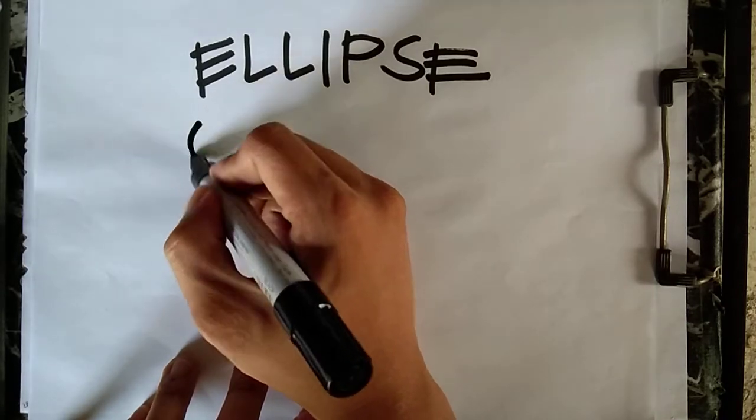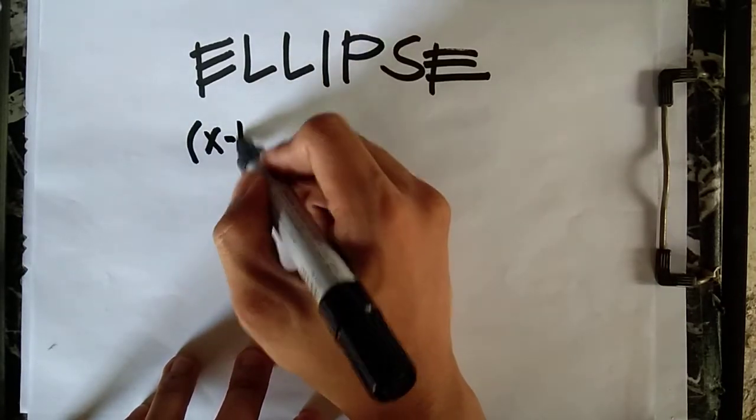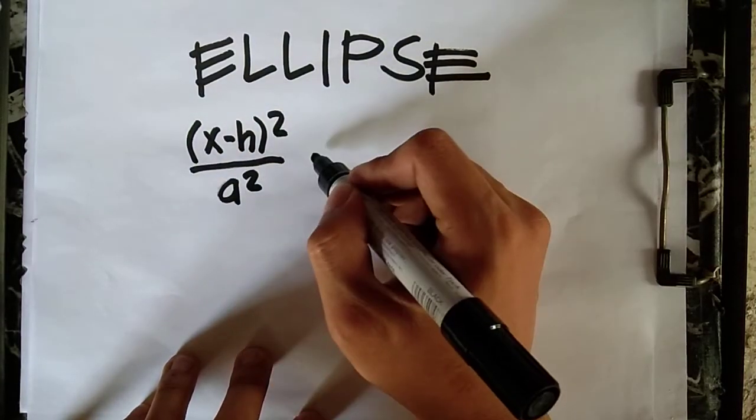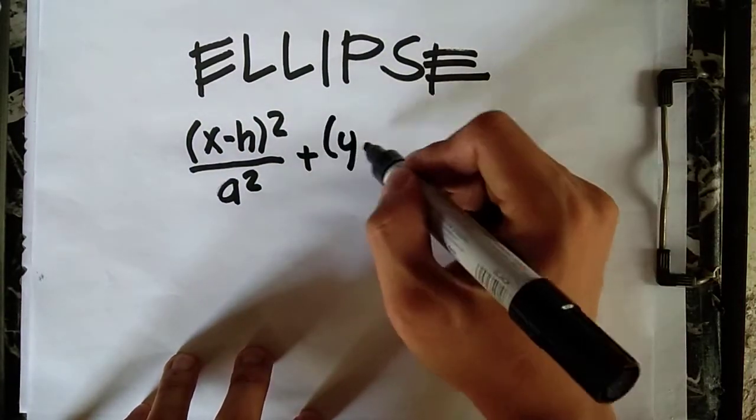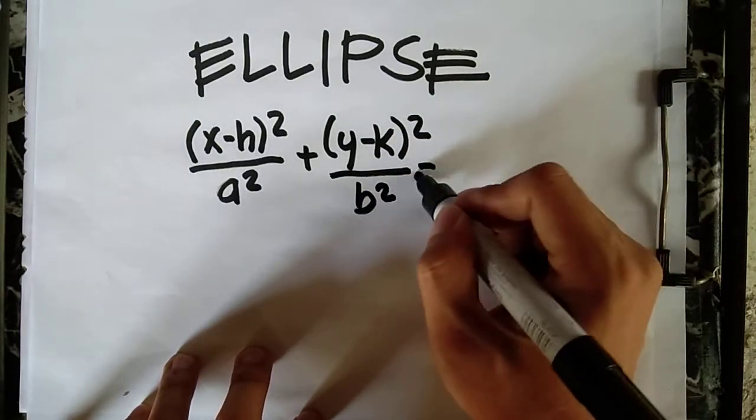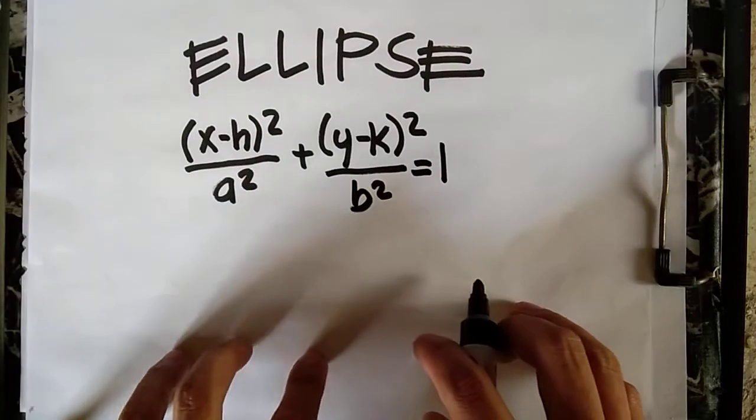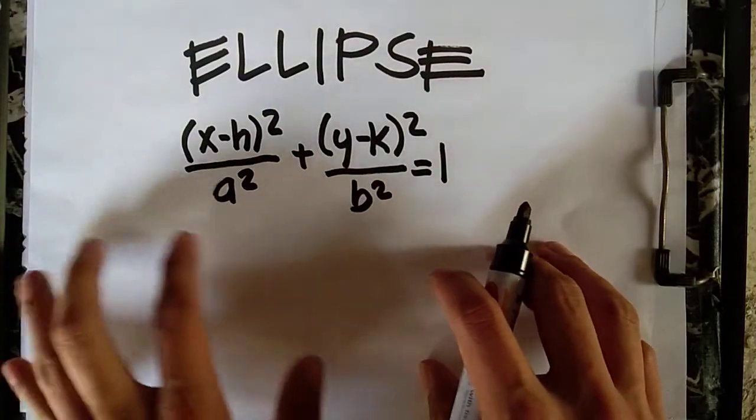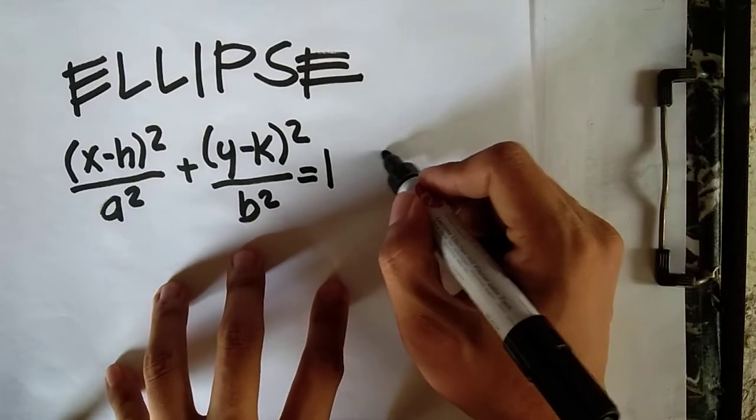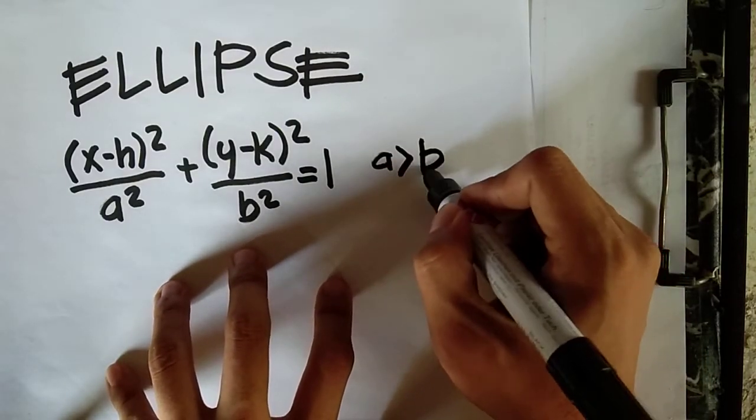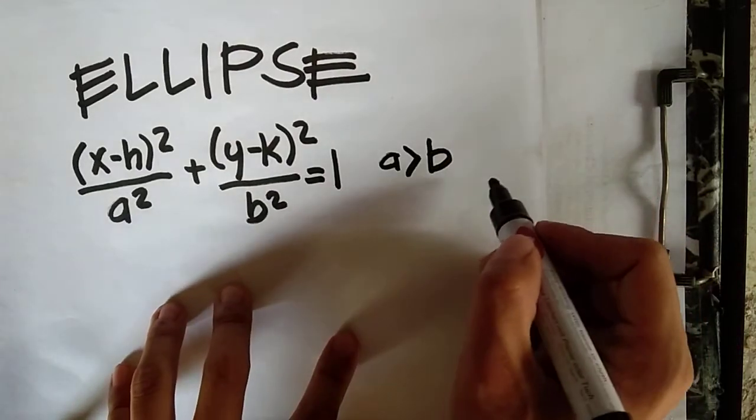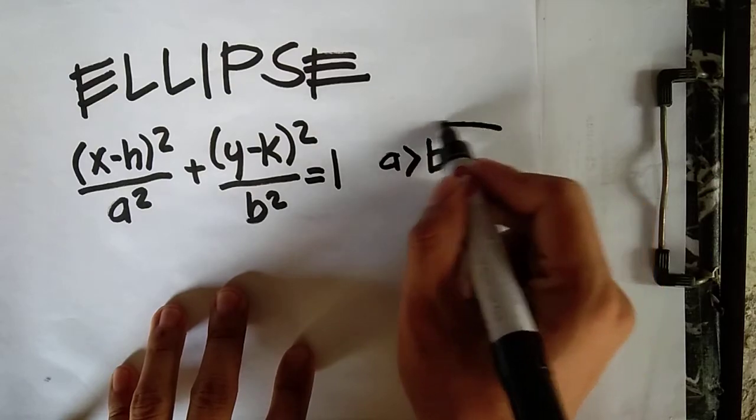So, for example, we have yung ating standard form na x minus h squared all over a squared plus y minus k squared all over b squared is equal to 1. Kapag ang ating a ay mas malaki sa ating b, ibig sabihin magkakaroon tayo ng horizontal na ellipse.